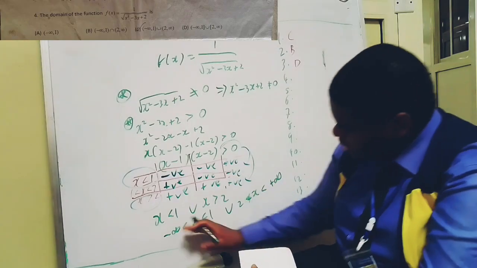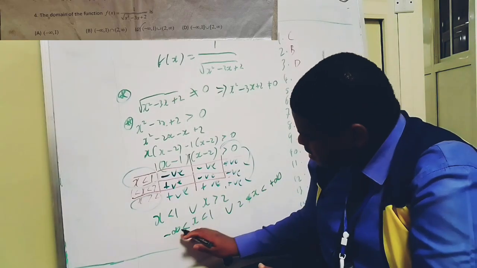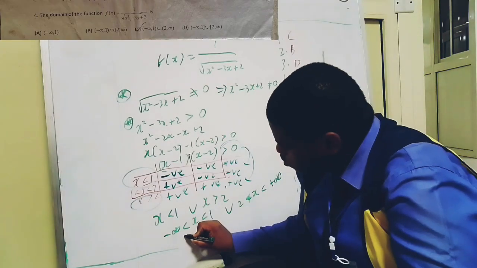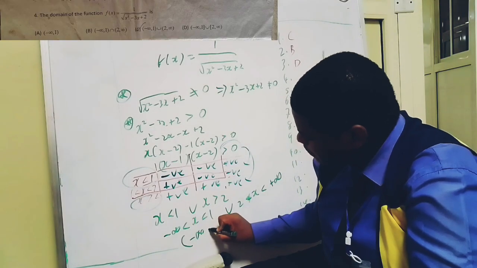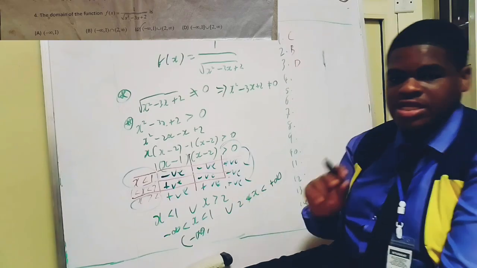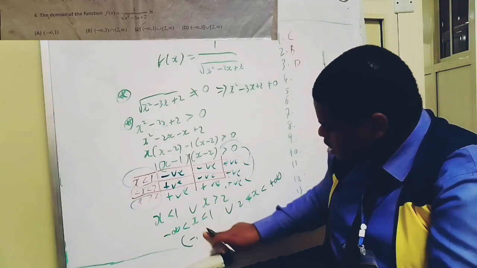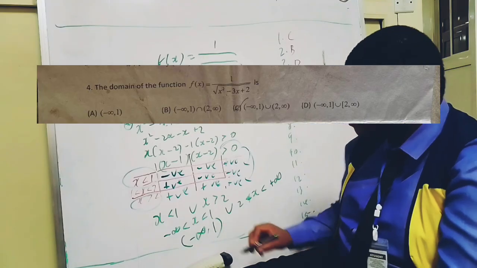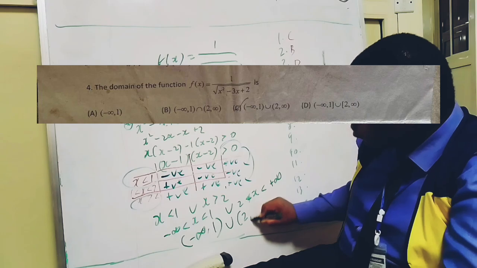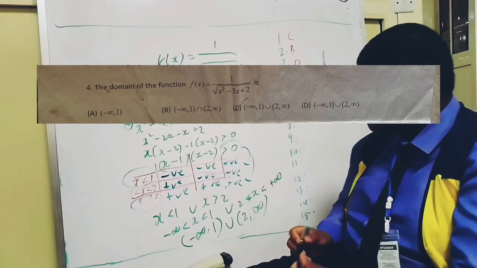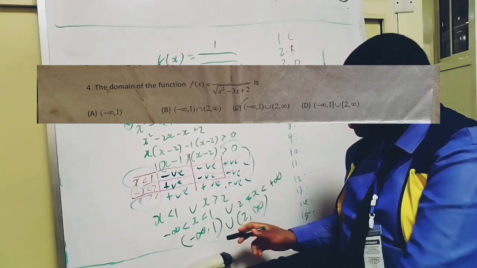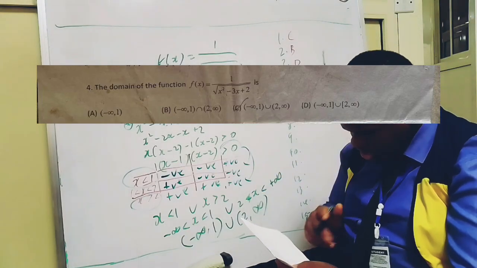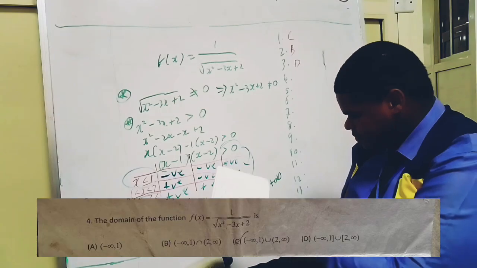Good. So now let's write this down using brackets. Since negative infinity is strictly less than x, not less than or equal to, you are going to use a round bracket: negative infinity, comma, 1, round bracket again. Union, the same thing happens here, 2, comma, positive infinity. So now we have minus infinity to 1, not included, union 2 to positive infinity, 2 not included. And this corresponds to option C.